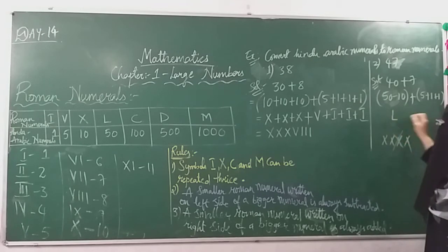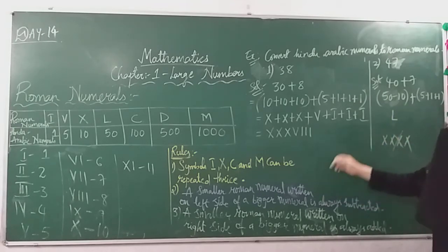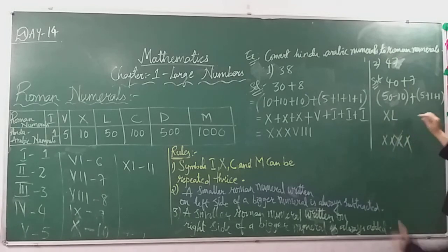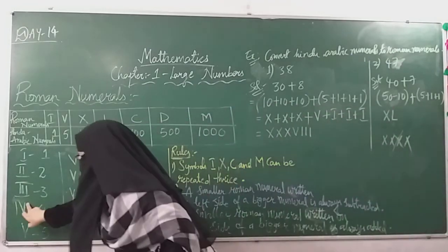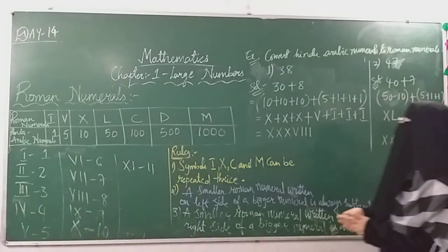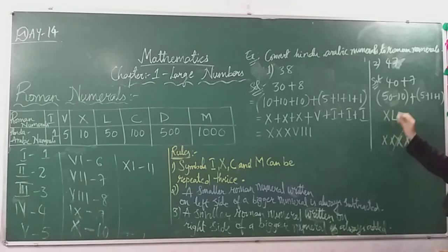For 50, I am writing L. This is our rule: a smaller Roman numeral written before, on the left side of, a bigger numeral is always subtracted. So I'm writing like this. That means 50 minus 10. How did we do it here? 5 minus 1, 4. 10 minus 1, 9. Like that. Okay. 50 minus 10, 40.